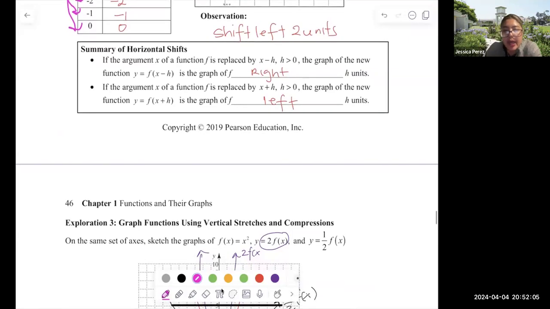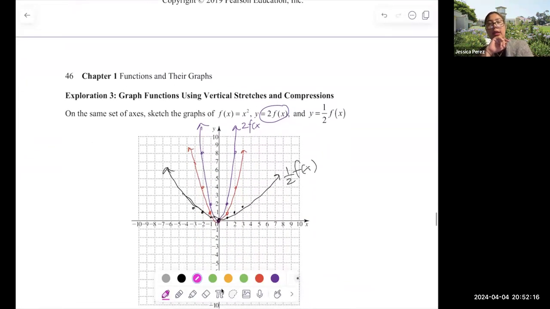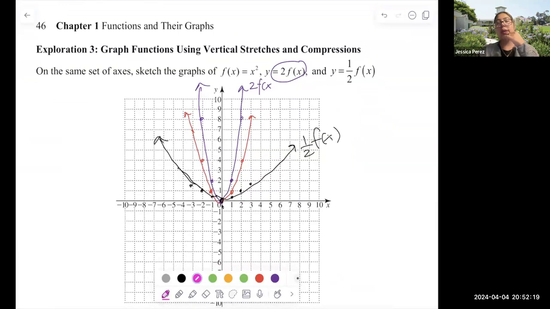Now, there's more things that we can do to a graph. The next thing is stretches, a vertical stretch and a vertical compress. So look at exploration number 3. The original function is my x squared, which is the red one. What happens if I multiply it by a factor of 2? It's going to stretch it. This will have a vertical stretch, meaning that it goes faster to infinity, whereas 1/2 x squared is going to be wider. It's called a vertical compress.